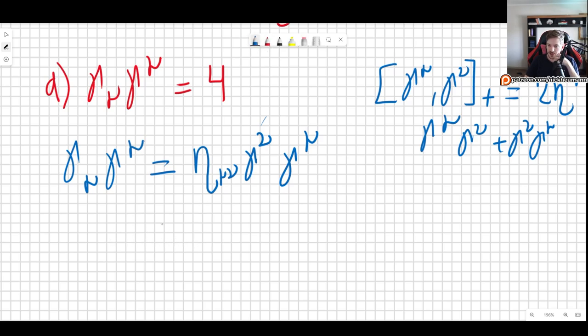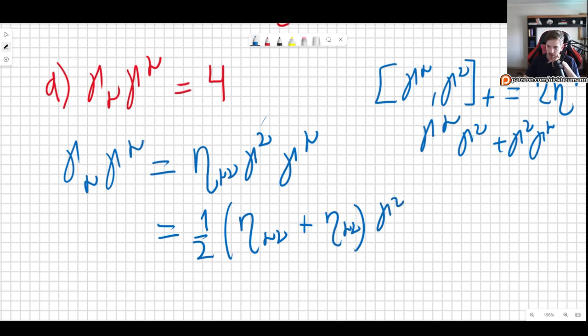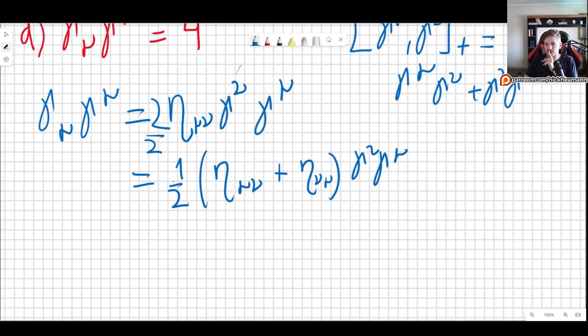So that means that we can now write this as 1 half of eta mu nu gamma nu gamma mu plus eta mu nu gamma nu gamma mu, right? So that's all I've done. I said, okay, so this is 2 times and divided by 2. And I just separated it. And now I'm going to write the second one as nu mu. Okay, and why do I do it? Because now I can let each one of these act on a different one of these expressions here.